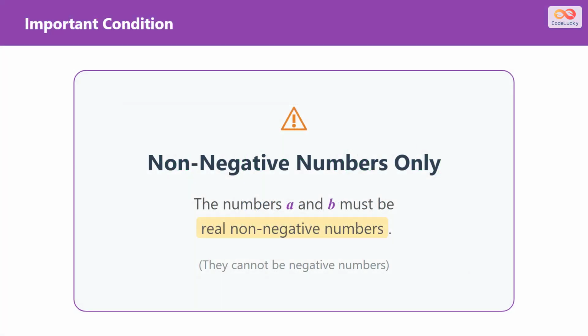There is one very important condition to remember. The numbers a and b must be real, non-negative numbers. This means they can be 0 or positive, but this property does not apply directly to negative numbers in the real number system.